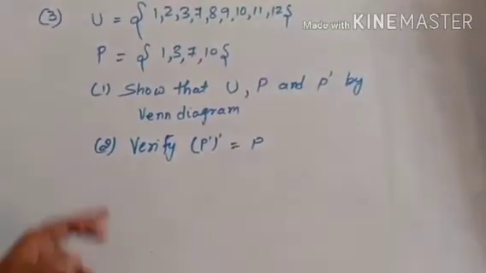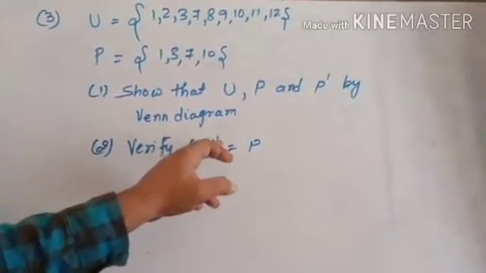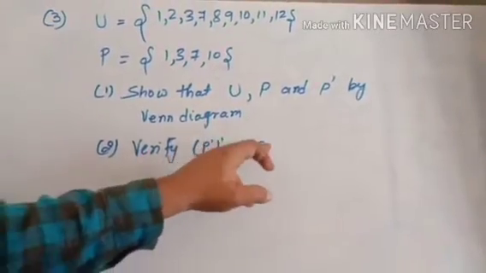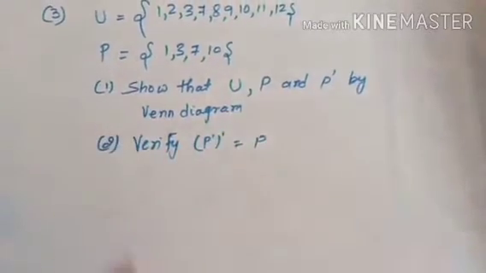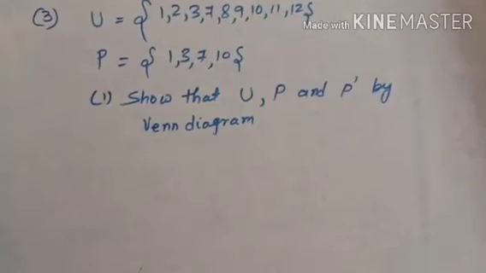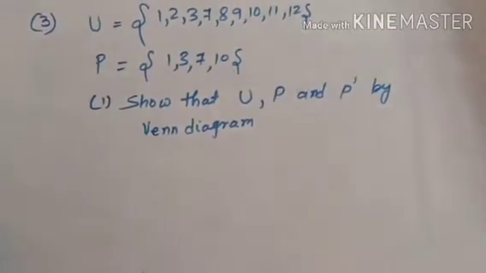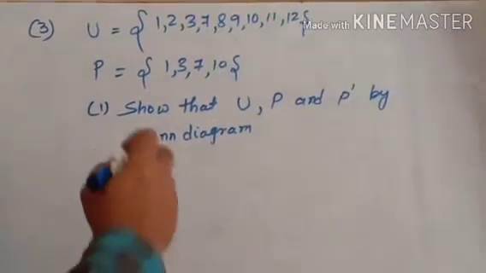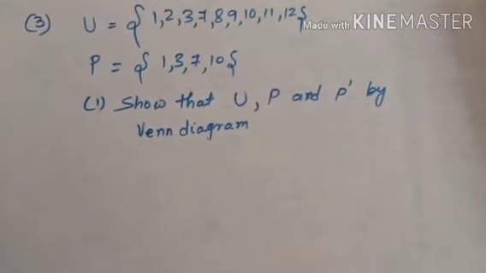Venn diagram. And the second question is what? Verify that the complement of P complement is equal to P. Now we should solve the first part of the question. What is the first part? Represent U, P and P complement by a Venn diagram.